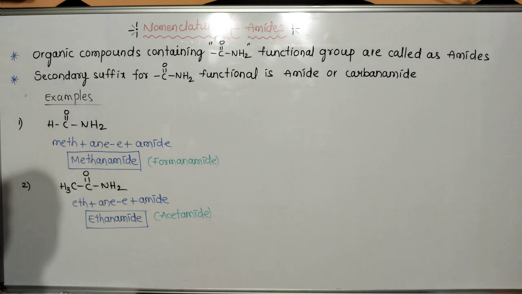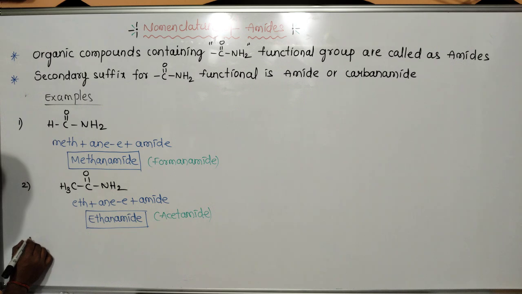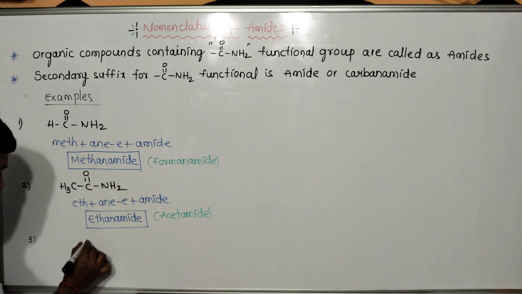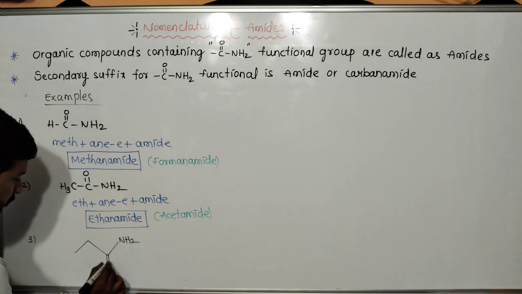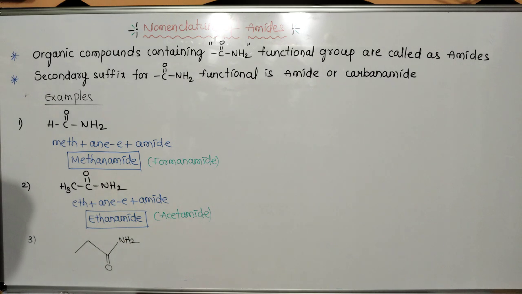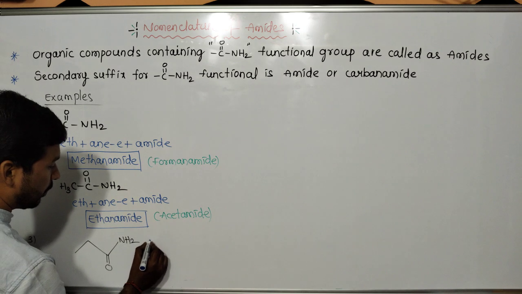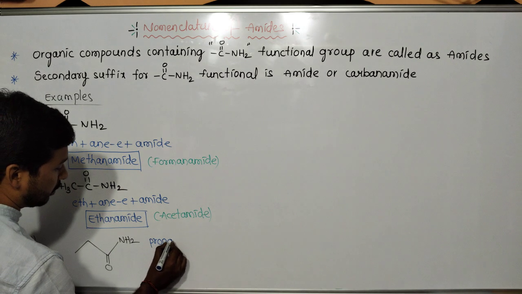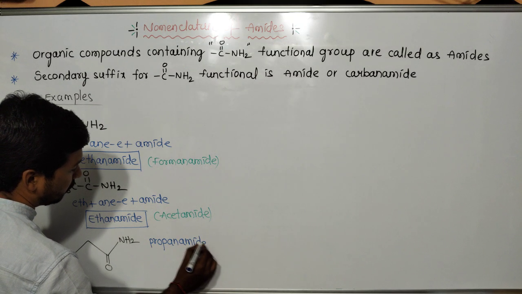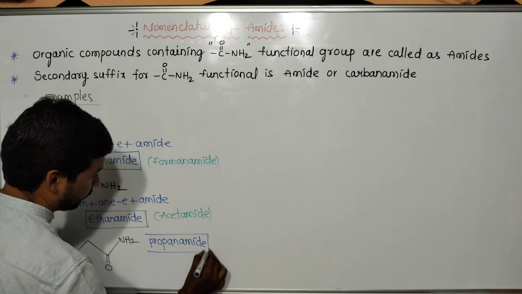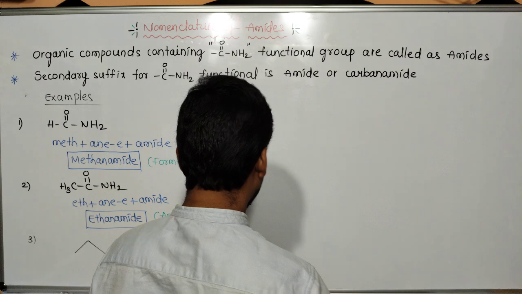Next, third example. For this molecule, how many carbon atoms? 3 carbon atoms, 1, 2, 3. 3 carbon atoms, prop, single bond an, CONH2 group amide. Propanamide is the IUPAC name for this molecule. Okay, next example.